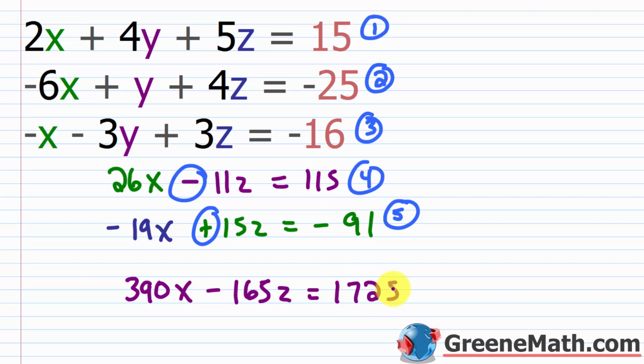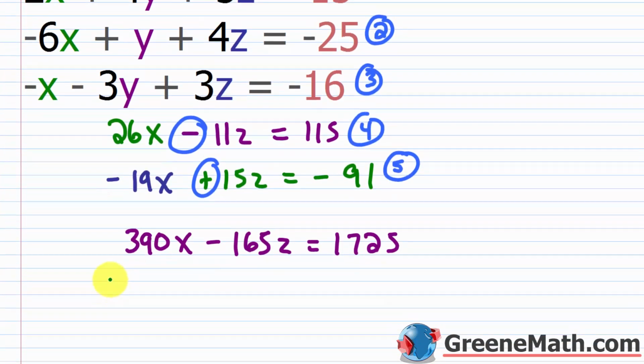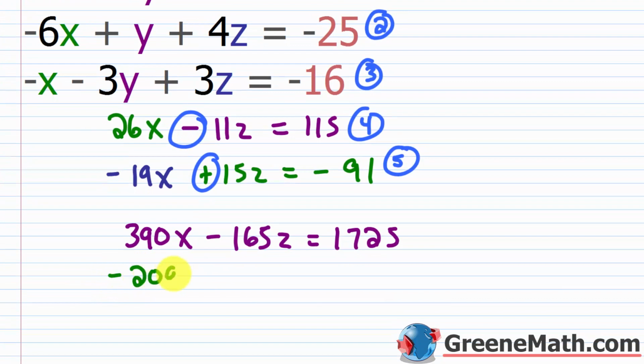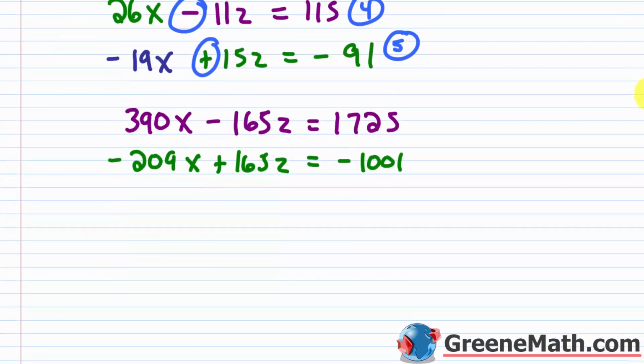What we're going to do for equation 5 is multiply both sides by 11. So negative 19x times 11 is going to be negative 209x. Then we have our plus. We know that 15 times 11 is 165, and then times our z. And this equals negative 91 times 11, which is negative 1001. Okay, let me scroll down and get some room going, and we'll come back up.